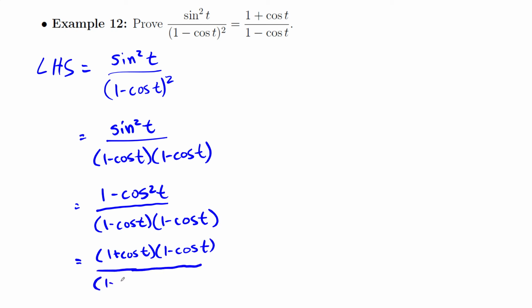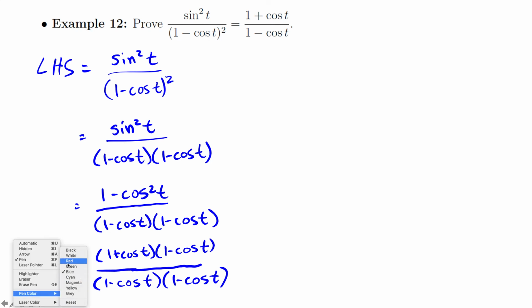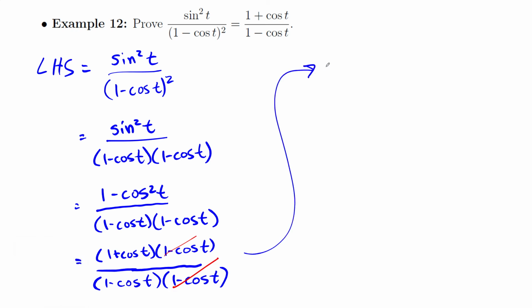And this is going to give us exactly what we want, because I'll be getting those 1 minus cosine t's canceling. And then what I'm left with is exactly that right-hand side.